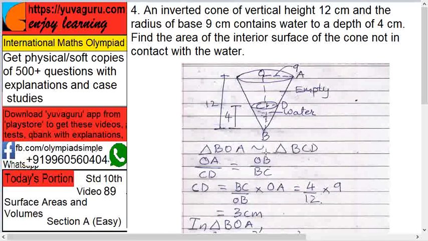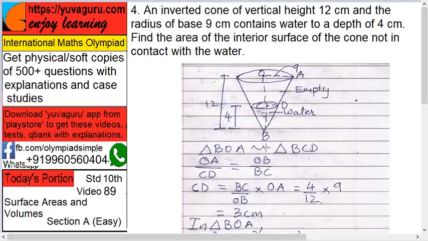See here, inverted cone means the base is on the top, like this. And what is the straight cone? Then the apex, or vertex, is up. So here, it's like this. Water is poured in this cone up to a height of 4 centimeters. The height is 12 centimeters and the radius is 9. Now we have to find the surface area which is not in contact with water.